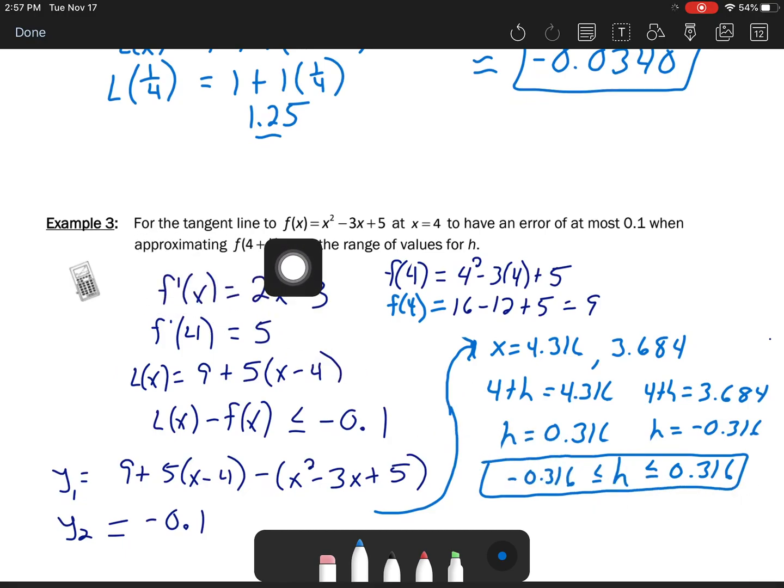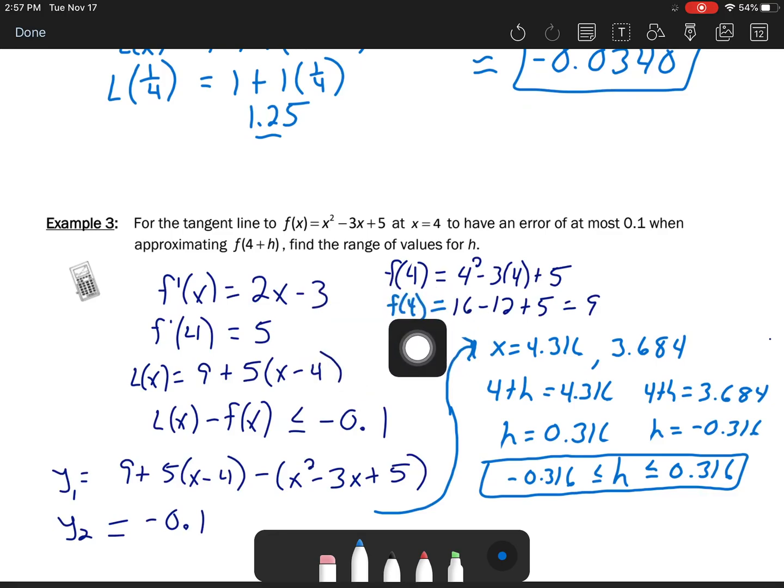Okay, so for this last one, it says for the tangent line to this quadratic equation at x equals 4 to have an error of at most 0.1 when approximating f of 4 plus h, find the range for the values of h. They asked this in kind of a weird way, but we're going to start in the same way. F prime of x, the derivative here, is 2x minus 3, and at x equals 4, f prime of 4 is 8 minus 3, which is 5. So my slope is 5.